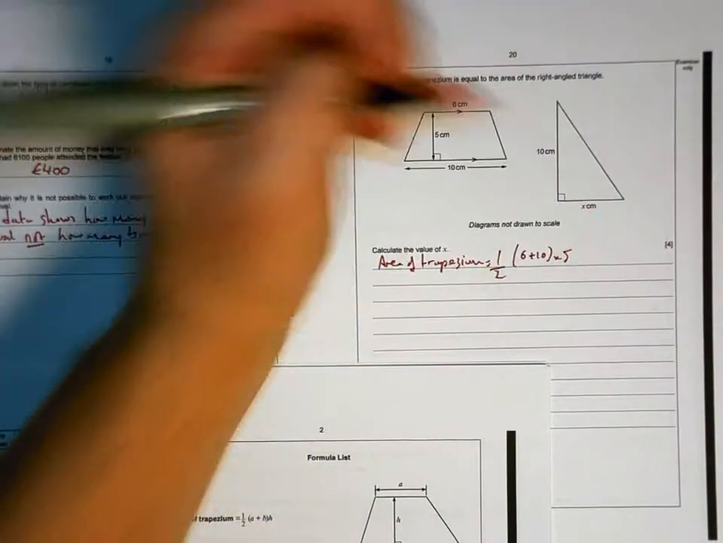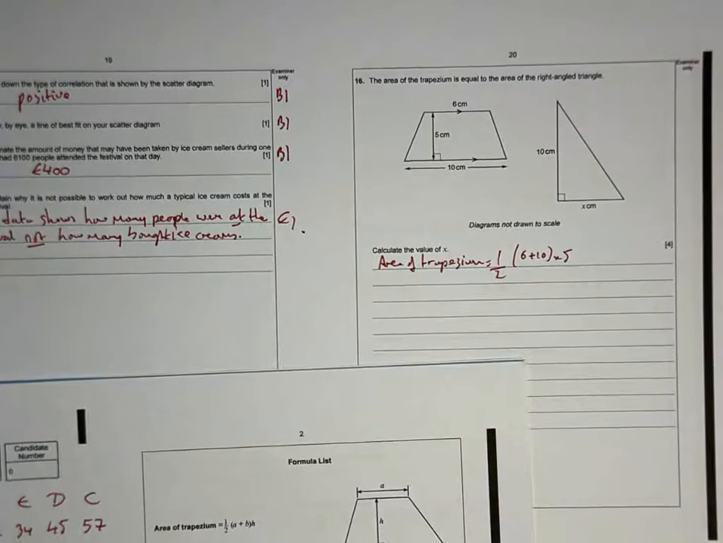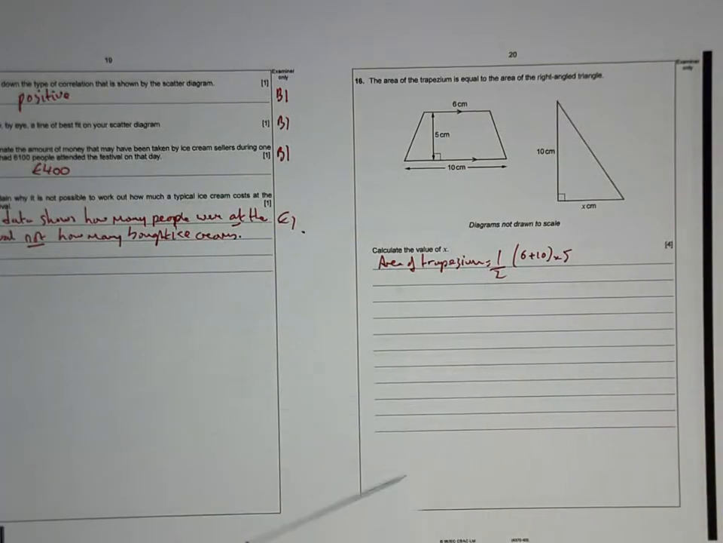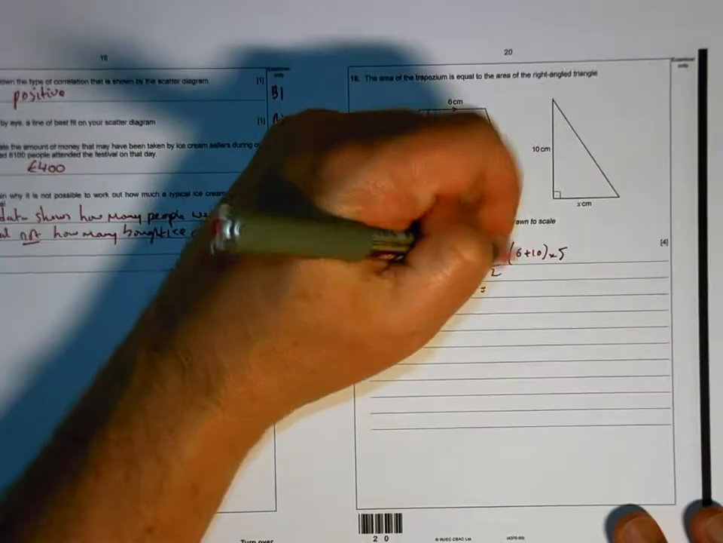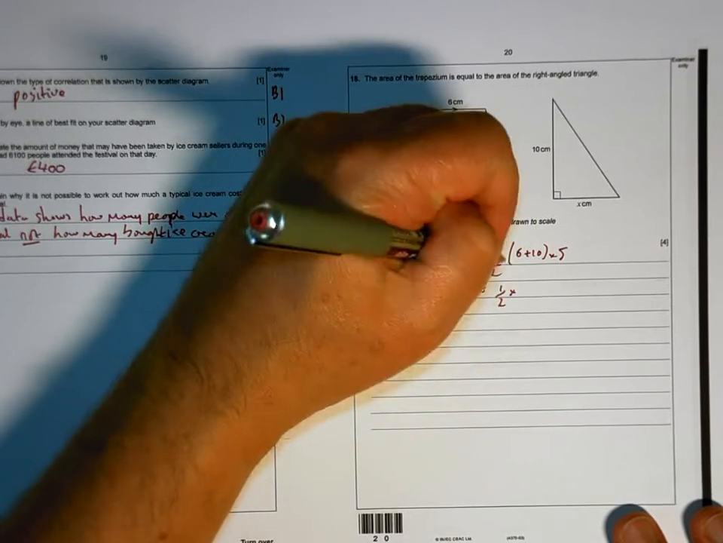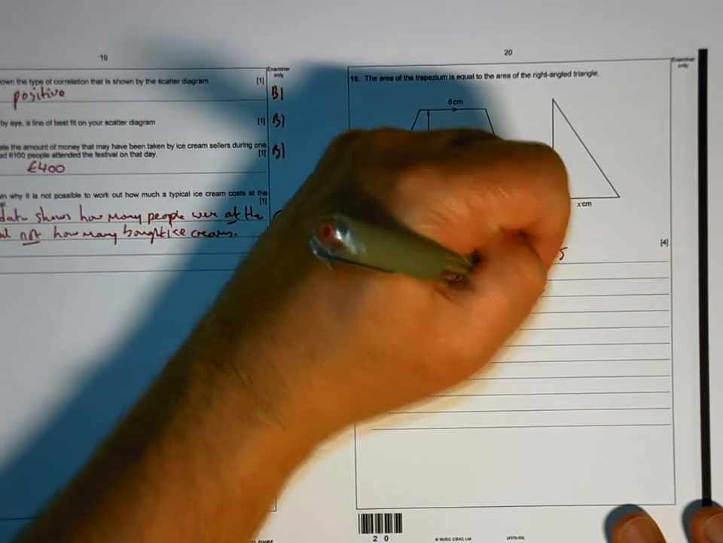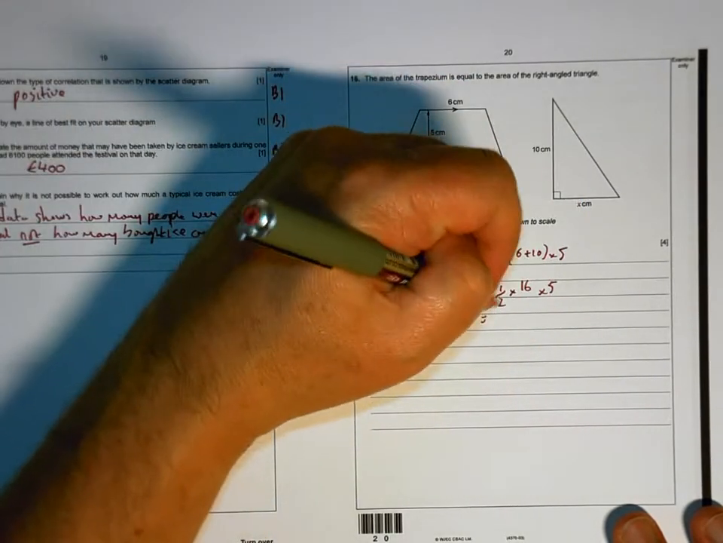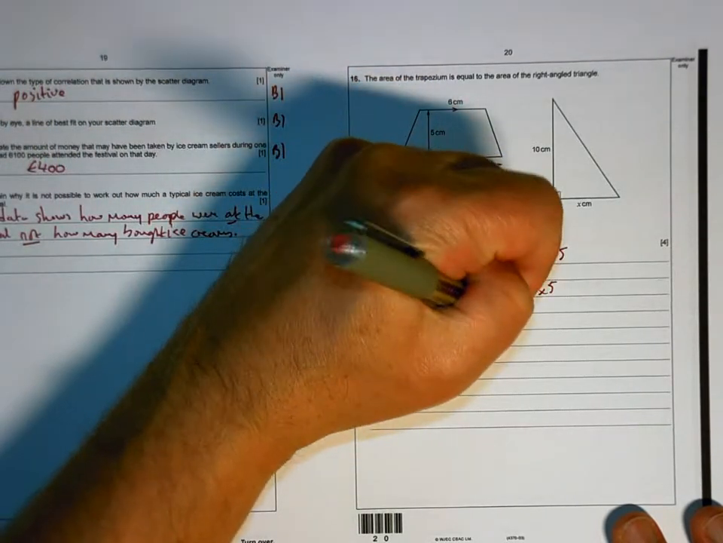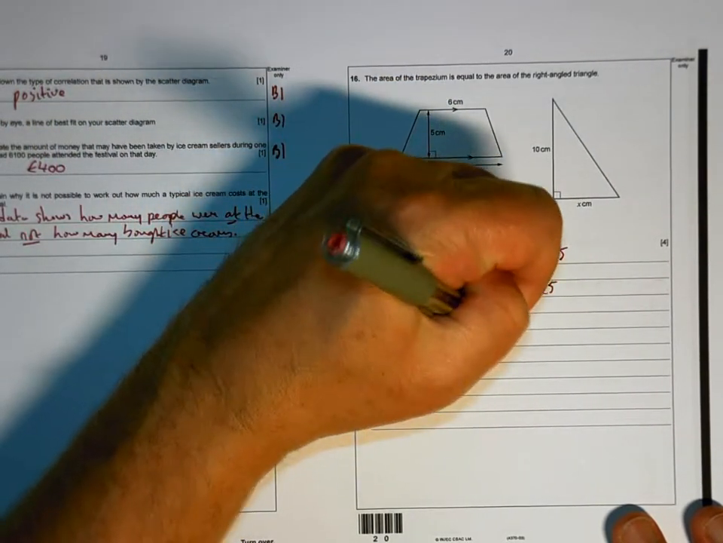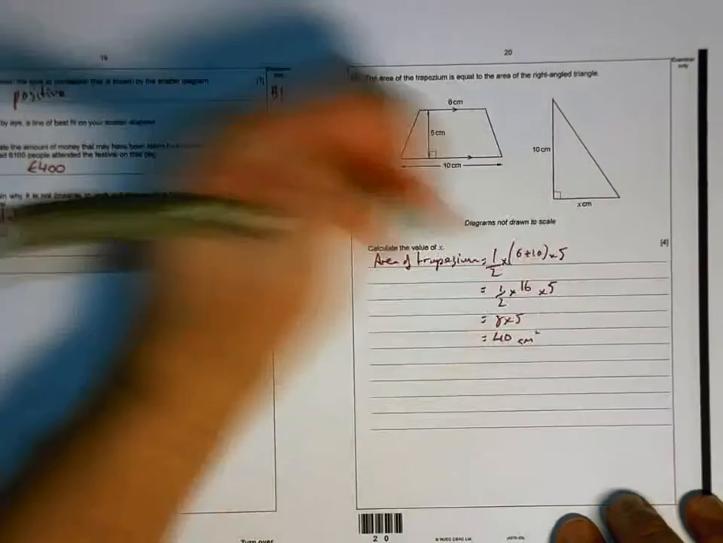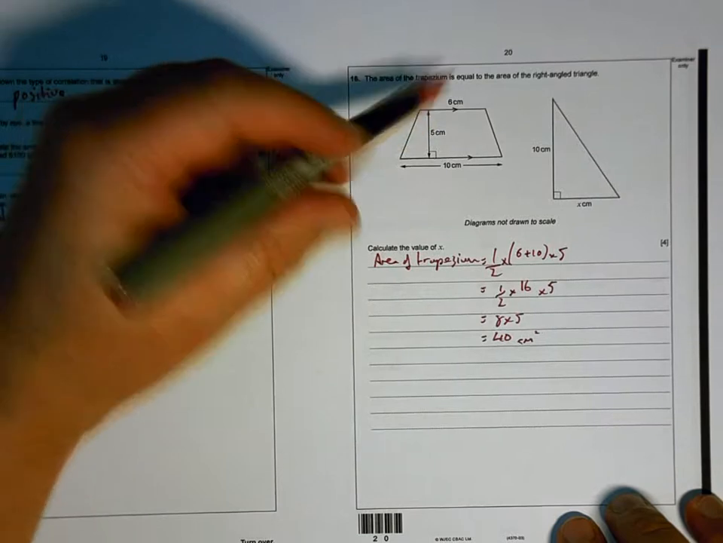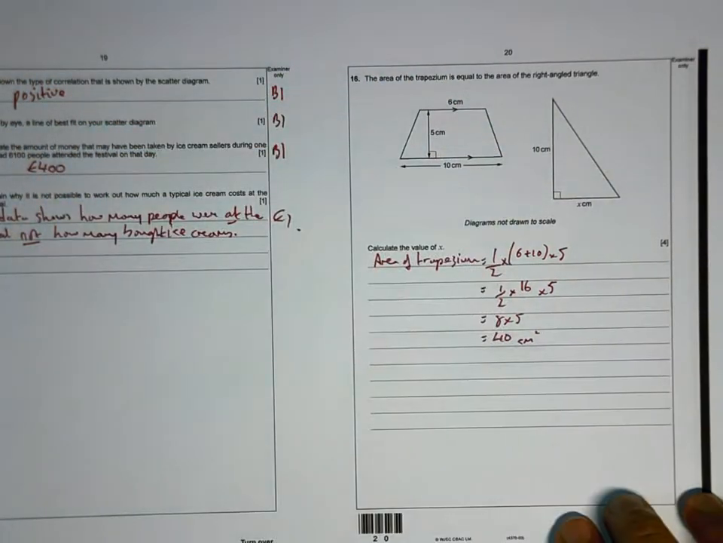Now in algebra, again, if there's no sign between things, there's actually a multiply there that just doesn't appear. So what we do is we can add up the 6 and the 10, which is 16 times 5. Half of 16 is 8, so you've got 8 times 5, which is 40. So the area of the trapezium is 40 centimeters squared. Now the area of that is equal to the area of that triangle.